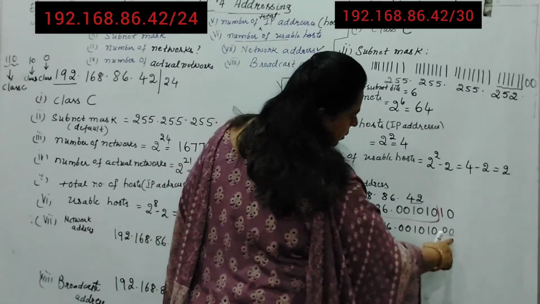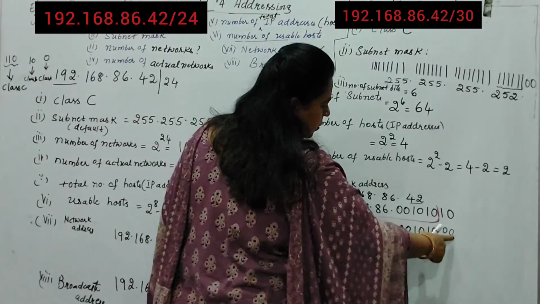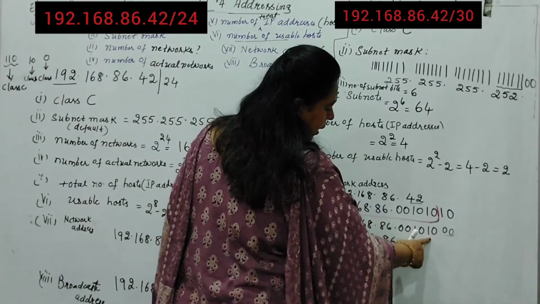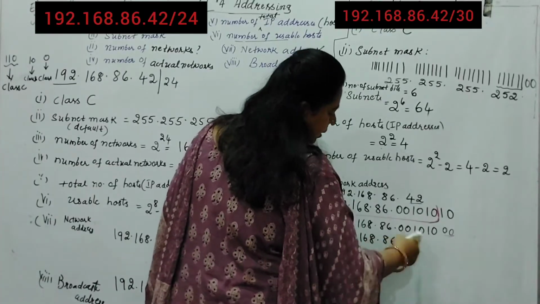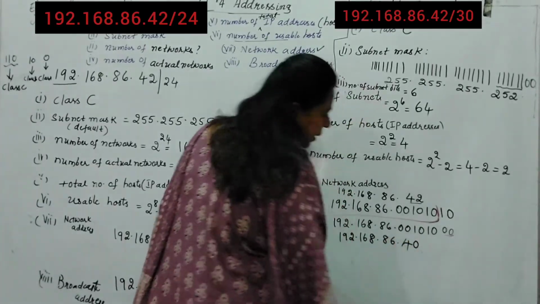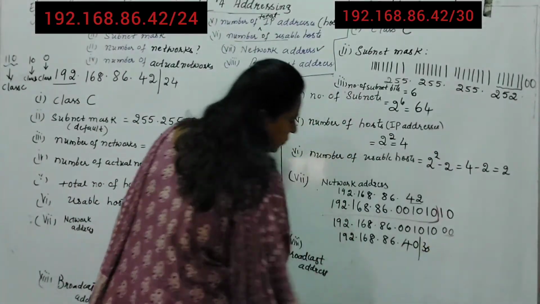So write down the equivalent value, 192.168.86. What is the decimal value for this binary? 2 to the power of 0, 1, 2, 3: 8, then 16, 32, plus 8, 40. You will be getting 40 here, and /30 you have to write. This is the first address.